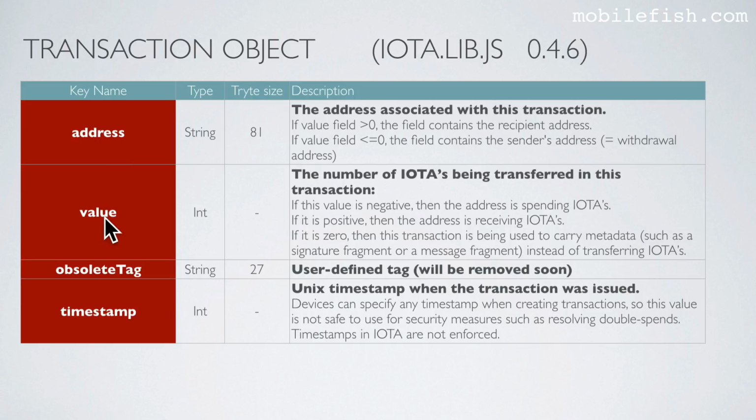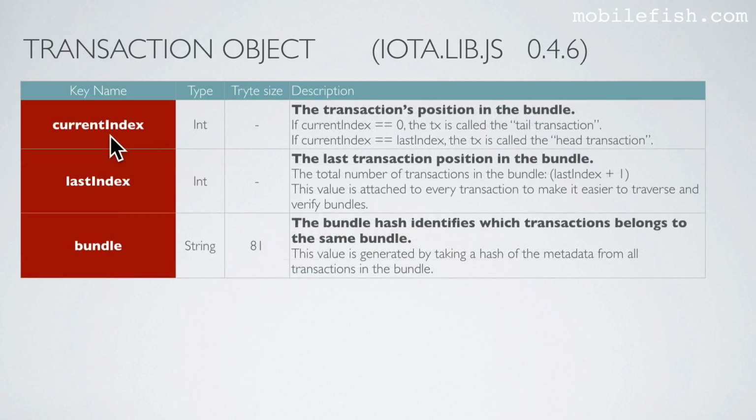The value field holds the number of IOTAs being transferred in this transaction. If this value is negative, then the address is spending IOTAs. If it is positive, then the address is receiving IOTAs. If it is 0, then this transaction is being used to carry metadata instead of transferring IOTAs. The obsolete tag will be removed soon. The timestamp is the Unix timestamp when the transaction was issued. The current index is the transaction position in the bundle.